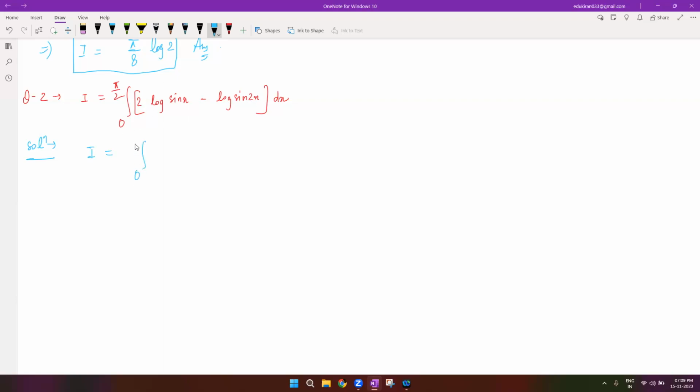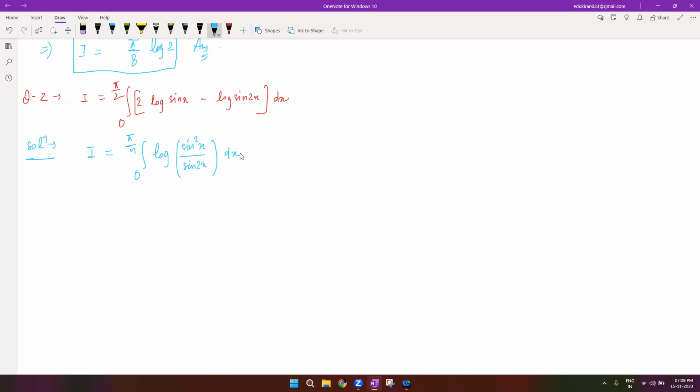Let's first just simplify the whole term. We can write this as log of sin square x, so this 2 will go inside. And then log a minus log b is log a upon b. So can I write the whole expression like this? Are you guys with me? In the numerator we have written sin square x, and in the denominator we have written sin of 2x.